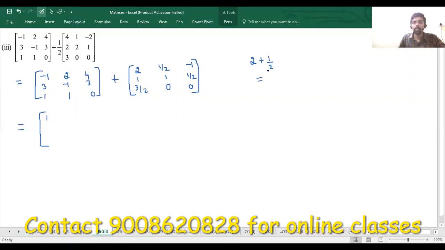Okay, so now we need to simplify this. 2 into 2, cross multiply. 2 into 2 is 4. So 4 plus 1 is 5. So that's 5 by 2. Why are Yuvraj and Vinod not responding?